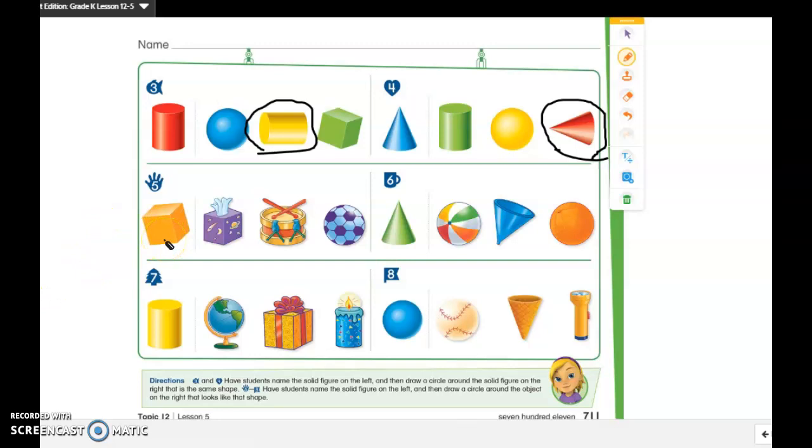So which one is a real life cube? The tissue box. Good. What's the next one called? What's this green one? It's a cone. Which one matches the cone? And you know what that blue thing is called? The blue thing is called a funnel.